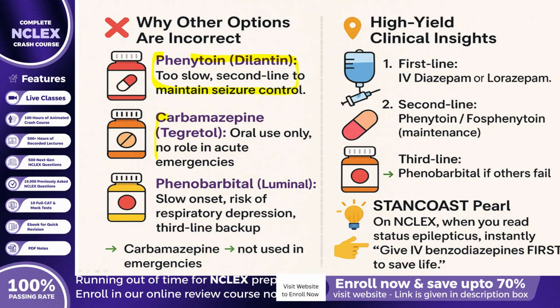Moving to carbamazepine, or Tegretol, this medication is primarily prescribed for partial seizures and tonic-clonic seizures in an outpatient setting. It is only available in oral form and has a delayed onset of action, which means it is completely inappropriate for status epilepticus, where immediate intravenous intervention is required. Finally, phenobarbital sodium, or Luminal, though it enhances GABA and can depress seizure activity, is not first line because of its slow onset and its risk of causing severe respiratory depression. It may be considered when benzodiazepines and phenytoin fail, but it is reserved as a third-line option.